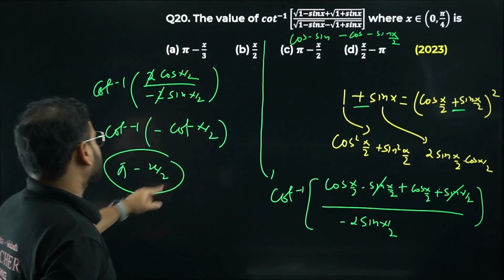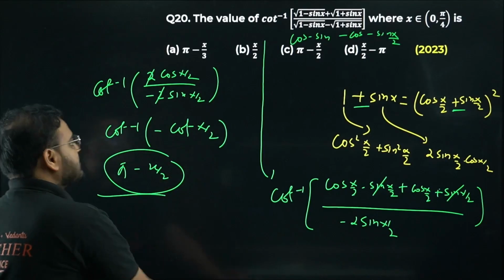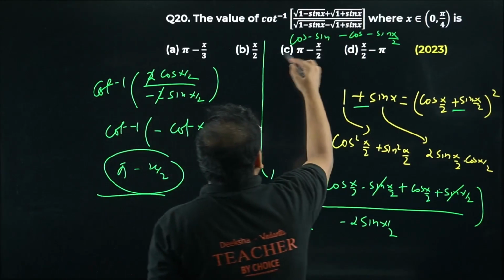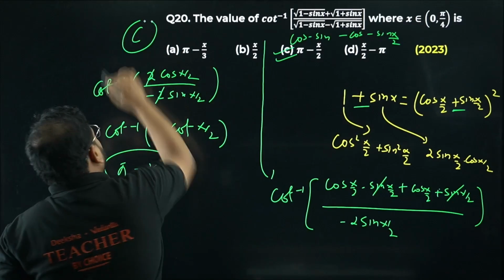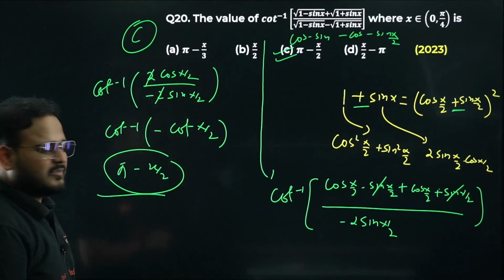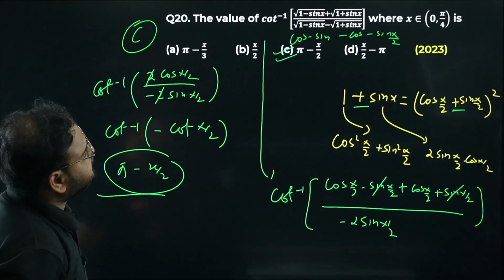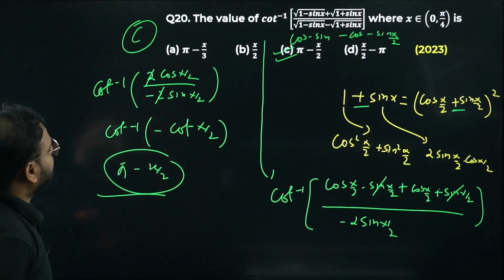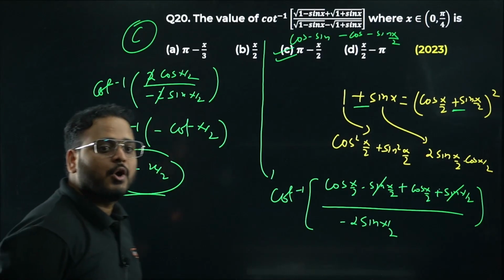Cancel the effect. You have only x by 2 left. The option is going to be pi minus x by 2. So option C is right. Please check. That's a good question, but not very difficult. Simple question only. Please check. Okay, so this is done. 20 is option C.